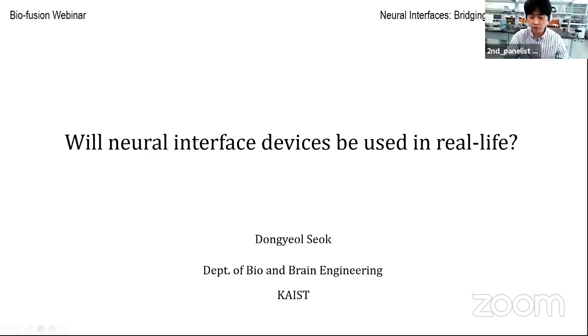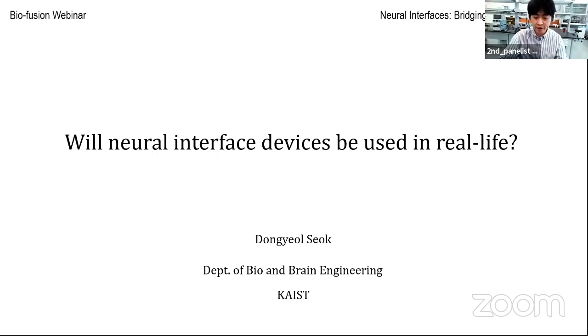Hello everyone, I'm Dong-Yeol Seok, a master course student studying in the bioelectronics lab of Professor Chul Kim. I'm working on developing motion artifact-free EEG electrodes. In this session, we're going to think about whether neural interface devices will be used in real life in the future. For someone who has really optimistic views about the future, it may not even sound like a question.